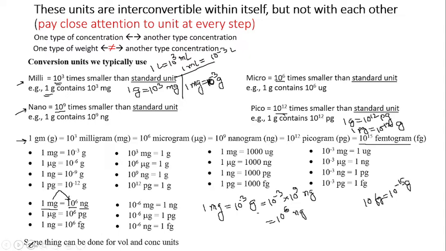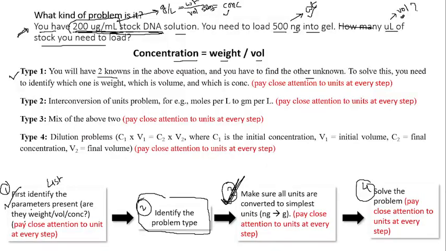The same thing can be done for volume and the concentration units. So that covers the third step also, that make sure all the units are converted to simplest units. So all the three steps are done: identifying the parameters, then identifying the problem type from it, then making sure all the units are converted to simplest units, and then finally solving the problem. So let's go ahead and solve some problems.